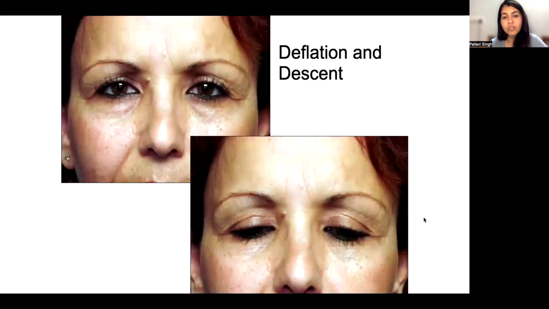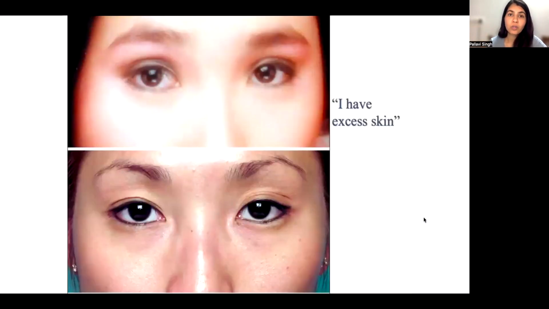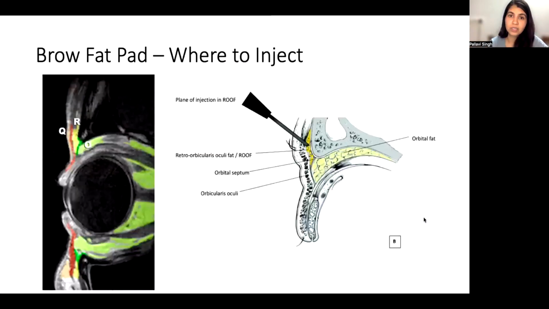And so oftentimes it happens when patients come with a deflation of this lateral fat pad. What they come to us saying is that there is excessive skin, and they want a blepharoplasty. So it's important to recognize where there is volume loss, and sometimes just refilling that volume can take care of their aesthetic concerns rather than doing a blepharoplasty.